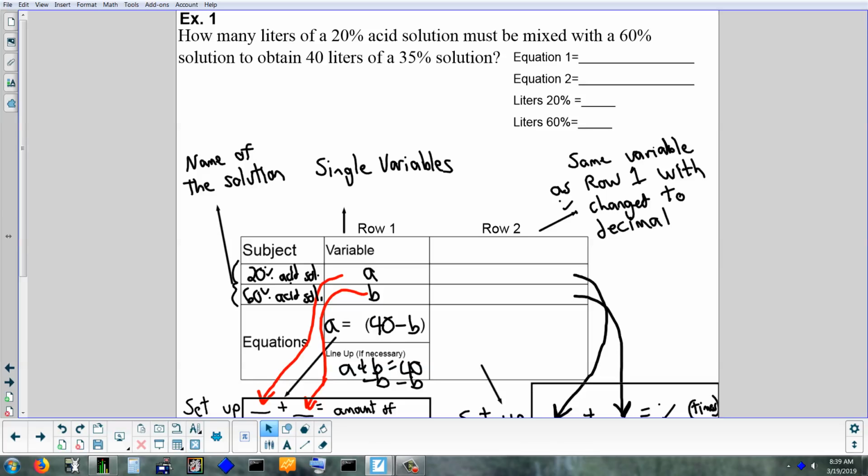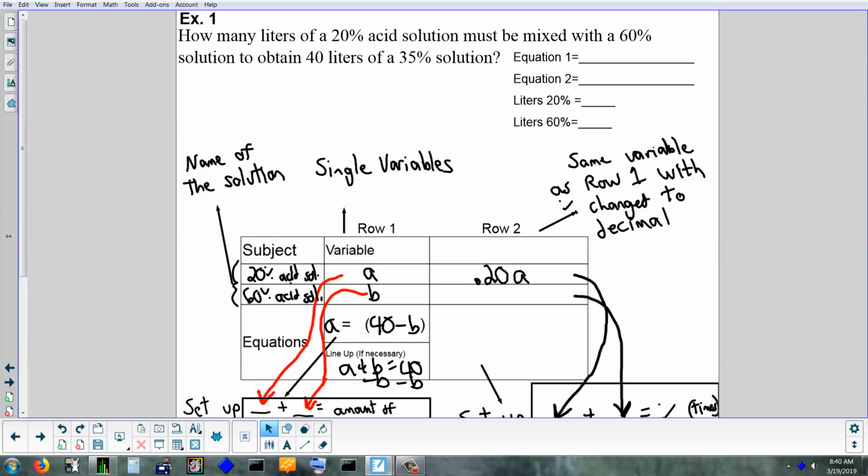Remember, I'm not doing age now. There's no subtraction or addition in this part. All I want to do is take the same variable, which is A. What's the percentage? 20. And I want to change that number to a decimal. So where's the decimal point go? Donovan? Before the 20 or after the 20? Before. So 0.20A. Yes. 0.20A. Again, it's the same variable, just attach the percentage to it and change it to a decimal.